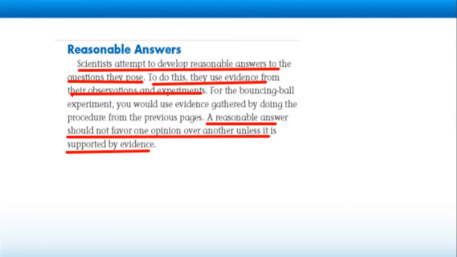Now, scientists attempt to develop a reasonable answer to the question they pose. To do this, they use evidence from their observations and experiments. Now, for the bouncing ball experiment, you would use evidence gathered during the procedure from the previous pages. A reasonable answer should not favor one opinion over another unless it is supported by evidence.